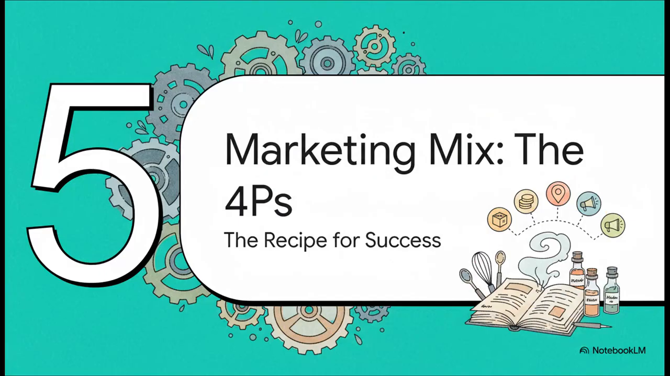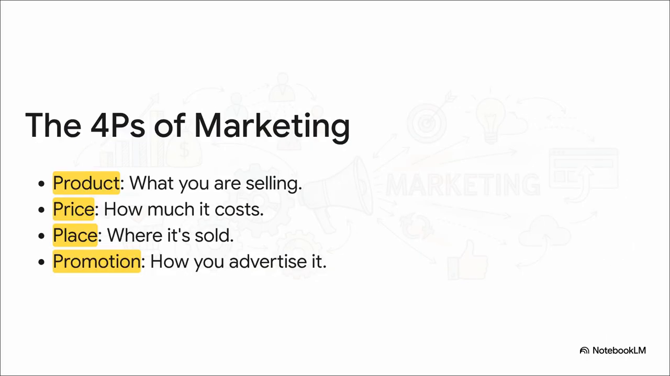Now, to bring all of these functions together, marketers use this really powerful tool. It's called the marketing mix. You can think of it as the secret recipe for any successful marketing strategy. And at the heart of that secret recipe are the famous 4 Ps of marketing: product, price, place, and promotion.